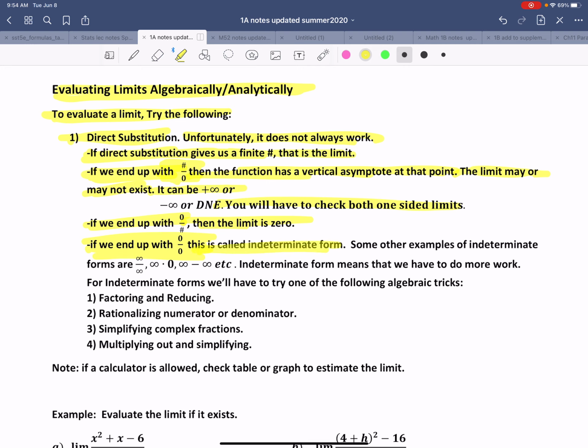This is called indeterminate form. Some other examples of indeterminate form are infinity over infinity, infinity times 0, infinity minus infinity. Indeterminate form means we have to do more work. For indeterminate forms, we'll have to try some of the algebra techniques we have learned in the past. For example, factoring and reducing, rationalizing numerator and denominator, simplifying complex fractions, or multiplying out and simplifying.